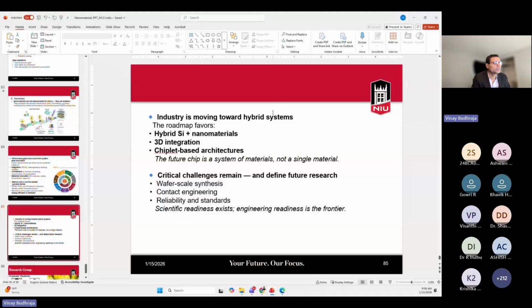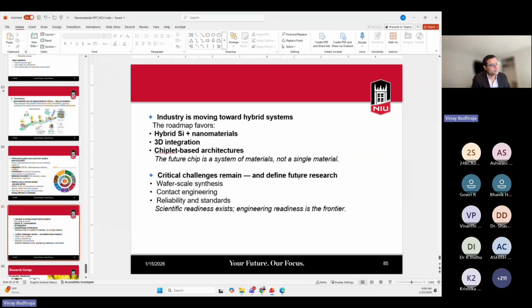Industry is moving toward hybrid systems. The roadmap favors hybrid silicon plus nanomaterials, as I already mentioned. 3D integration is being used, like 2030 and beyond. Chiplet-based architectures are also the future. So the future chip is a system of materials, not a single material. That is the takeaway point from today's presentation.